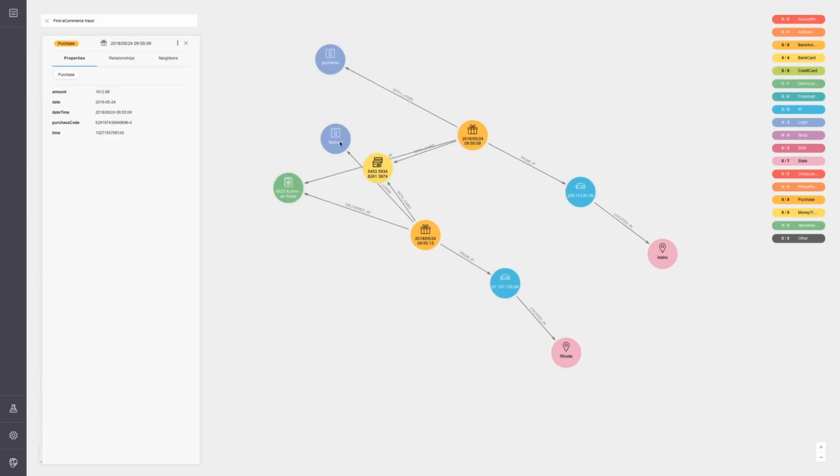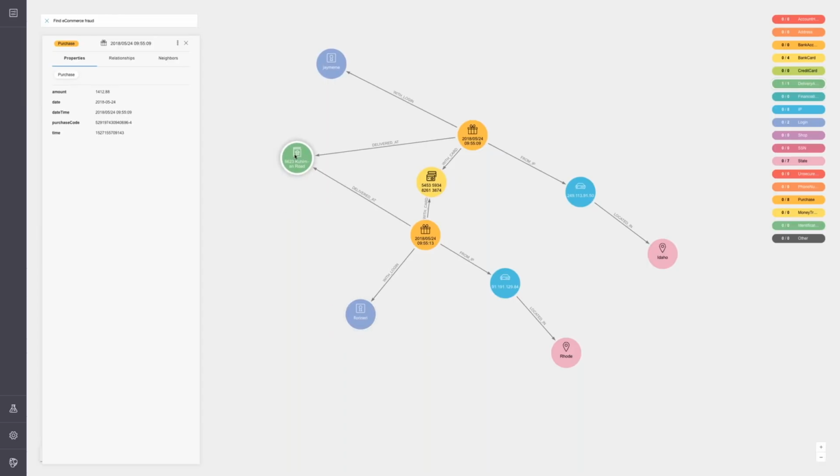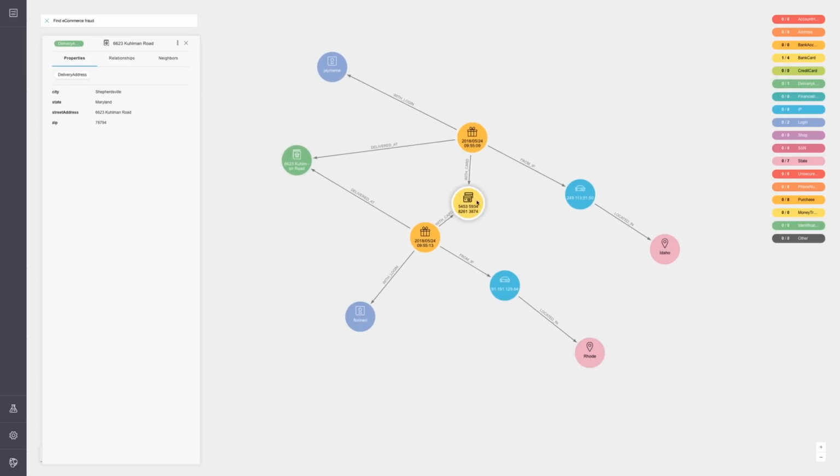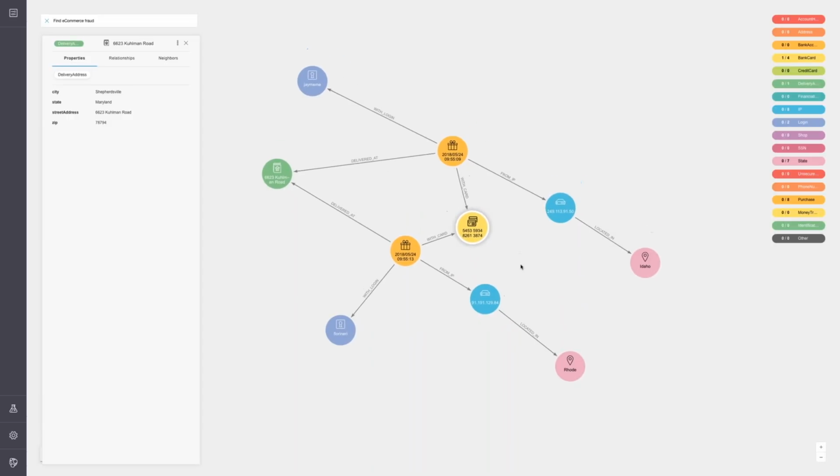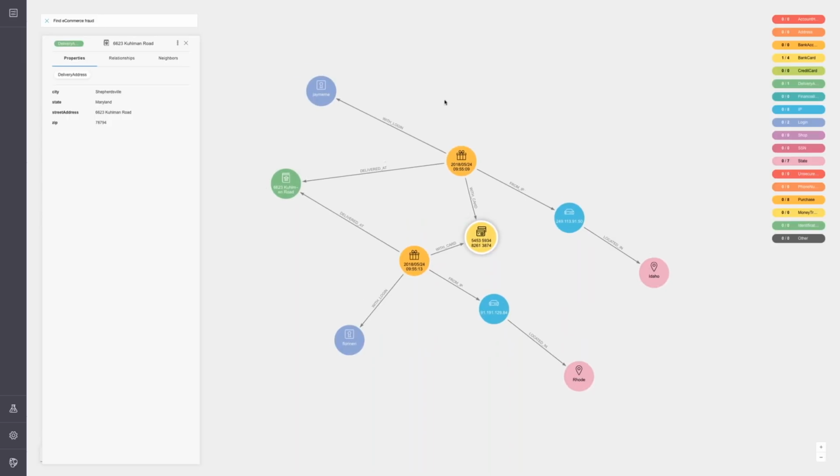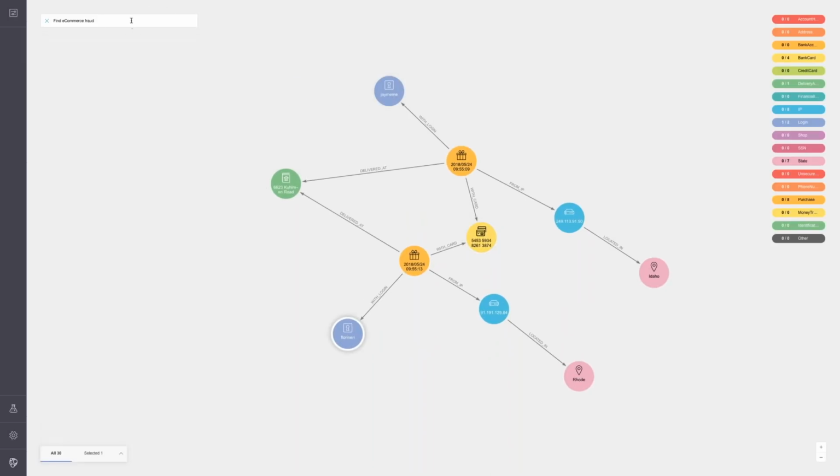So we have some additional details here. We can see the accounts that were used to make the purchases. We can see they were both delivered to this same address, which is in Maryland. Even though one of the purchases was in Idaho, one was in Rhode Island. So, again, this may or may not be suspicious, but if you tie this together with other information you have in the graph, it might build a bigger pattern of fraudulent behavior.